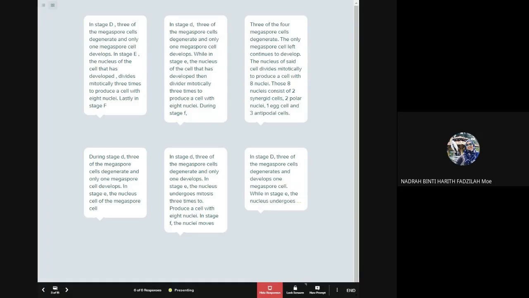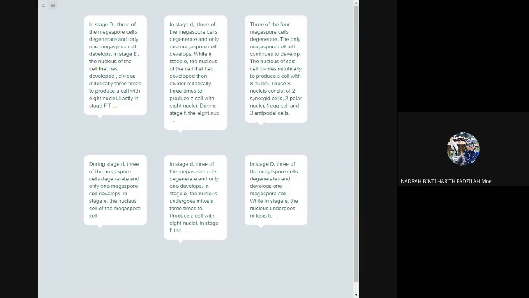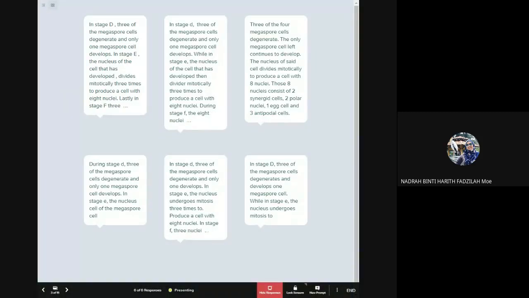Okay, let's see your answer. Okay ya. Yes, very good. Saya setuju. Saya baca kesemuanya. Semua sebut 3 megaspore cells degenerate, 1 will continue to develop. Very good. Okay, saya setuju. That is point 1. Markah dia 3 kan?